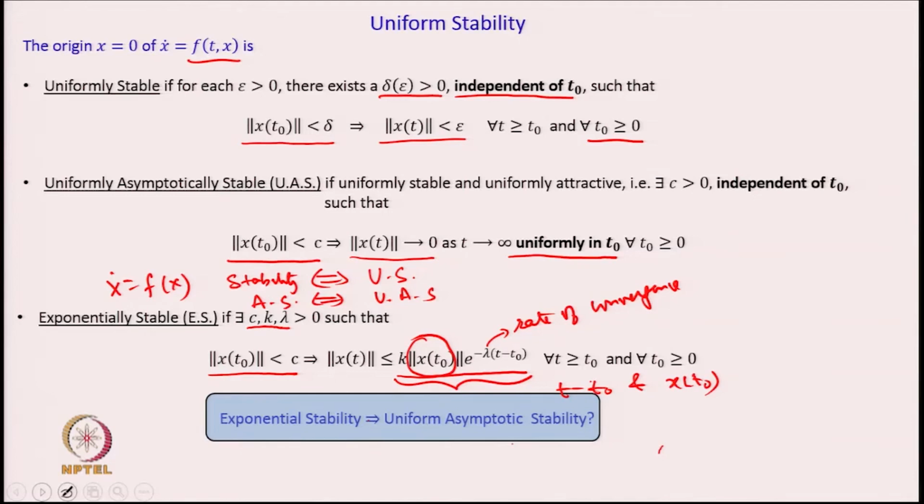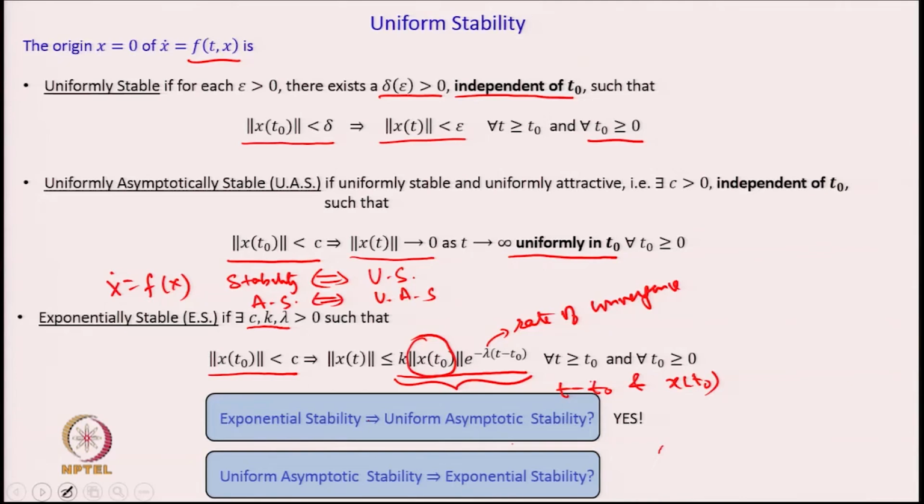Now, the next question is, does exponential stability imply uniform asymptotic stability? The answer is yes. In fact, it is a stronger notion of uniform stability. It also defines that the rate of convergence is exponential. The next question is the reverse: does uniform asymptotic stability imply exponential stability? The answer is no in general, because as I mentioned, asymptotic stability does not demand the rate of convergence.